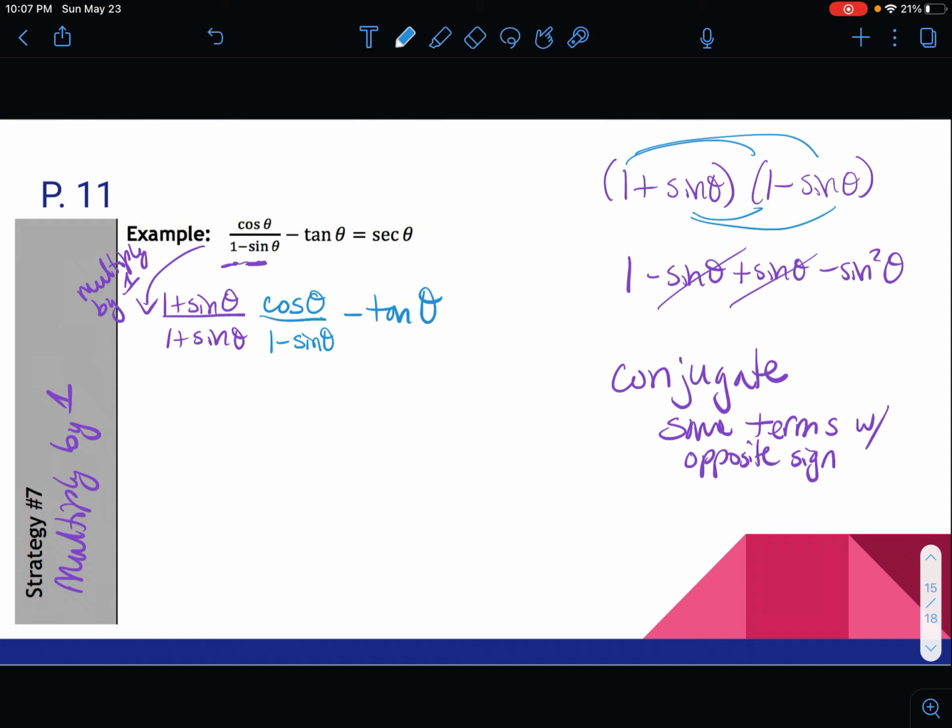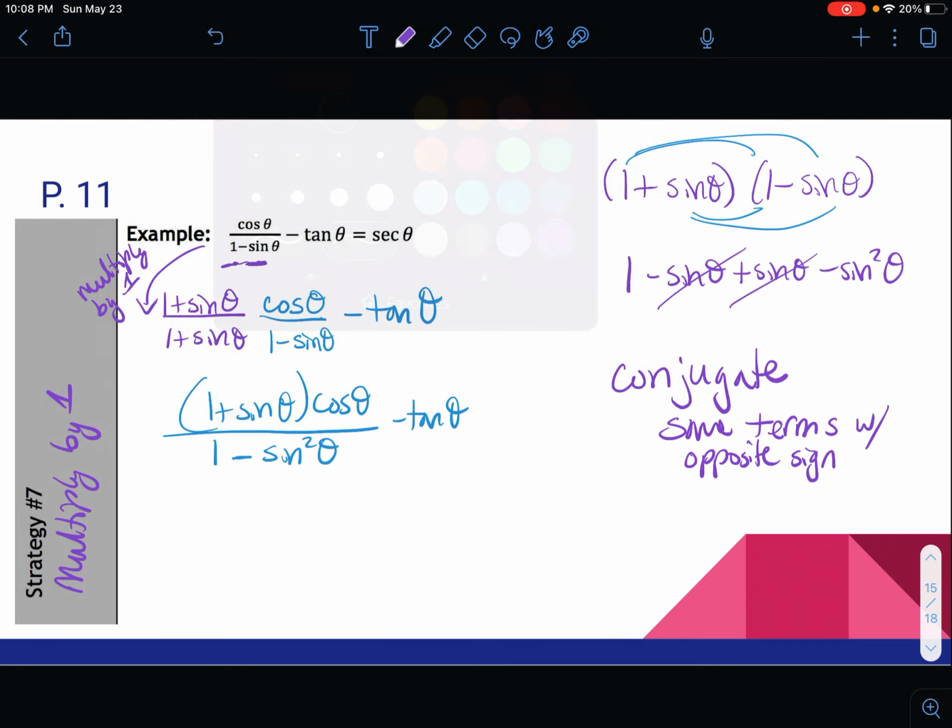Now what happens when we do that multiplication? We get 1 plus sine theta times cosine theta, and we'll end up distributing that. In the denominator, you're going to get 1 minus sine squared theta. This is still going to be the multiply by 1. I did it in 2 steps, but really that's what we're having. You could put this little purple fraction up here, but that was kind of in my way. So you might want to write it there, and then this is your actual first step.